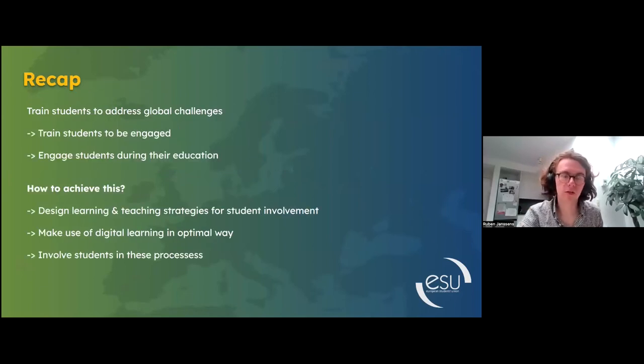So to put everything back together, we want to train students to address those global challenges, to be engaged. And for that, we need to engage students already throughout their education. And we need to do that from the first day that students are in education in a university. We need to design the learning and teaching strategies in such a way that students are being involved in the education, that they have the space to learn to be involved and the room to fail and to be supported in this.